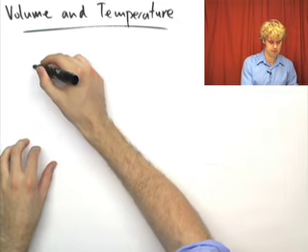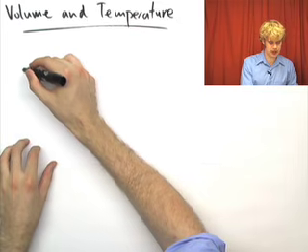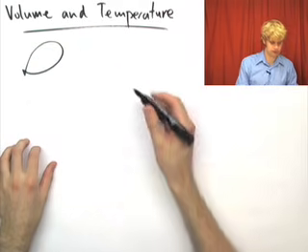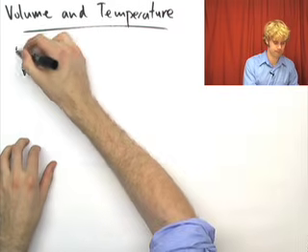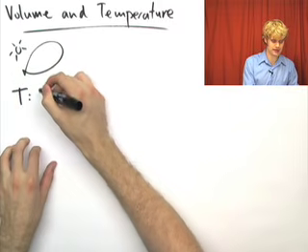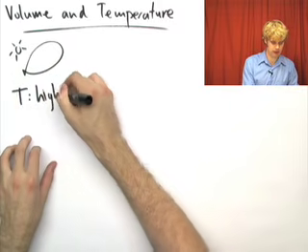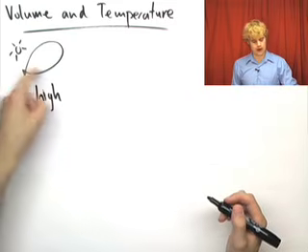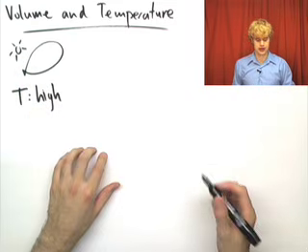If you're ever really bored, you can examine the relationship between volume and temperature by yourself. Here's how you can do it. What you'll do is take a balloon like this and put it in the sunlight so that it gets really hot, so that the temperature gets pretty high. And you'll want to keep track of how big it is.